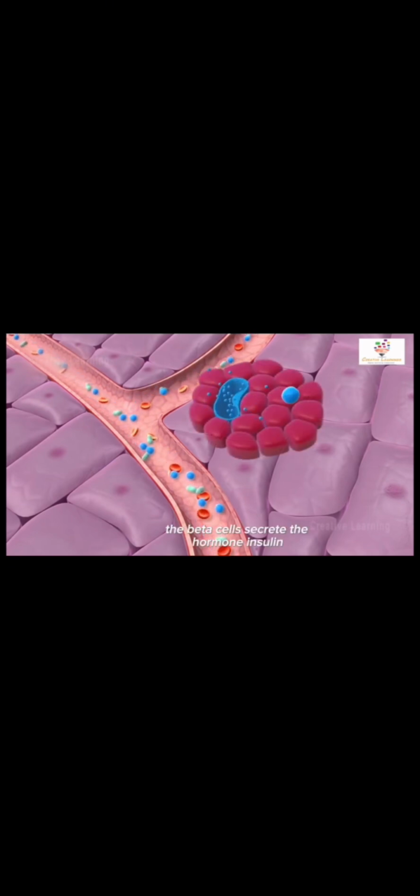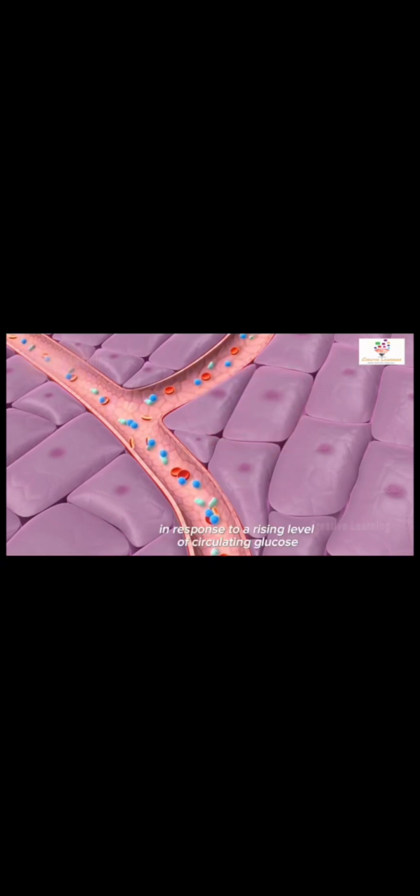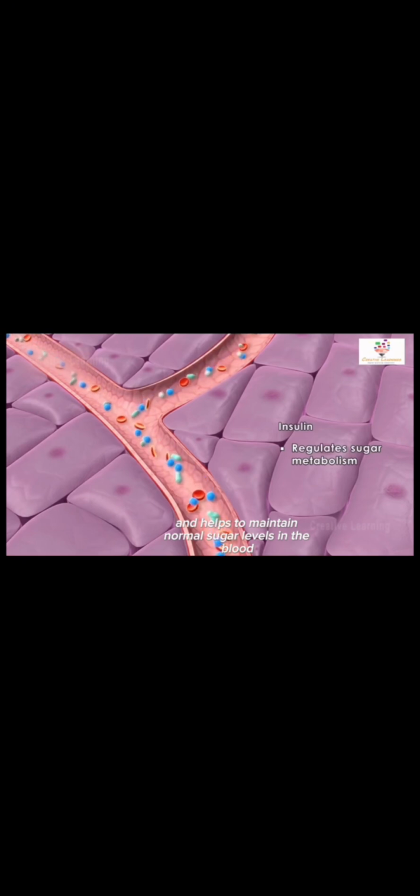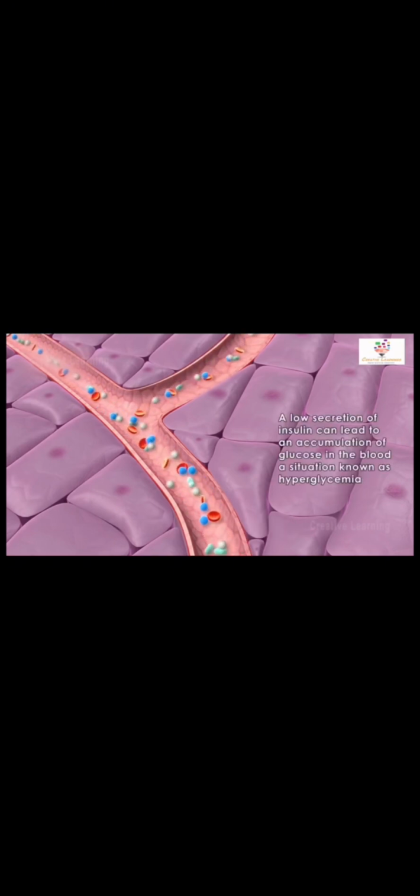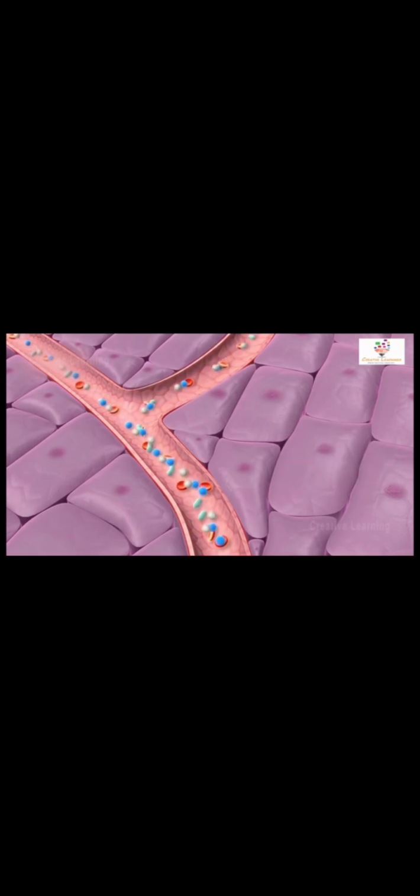The beta cell secretes the hormone insulin in response to a rising level of circulating glucose. Insulin regulates sugar metabolism and helps to maintain normal sugar levels in the blood. A low secretion of insulin can lead to an accumulation of glucose in the blood, a situation known as hyperglycemia, and to the metabolic disorder diabetes mellitus.